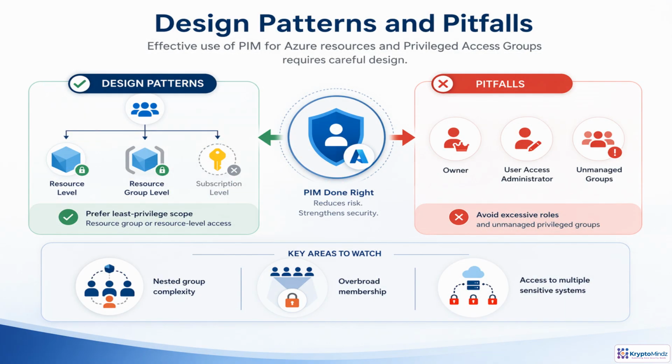Strong PIM design still comes back to scope and governance. If someone only needs access to one resource group, do not activate them at the subscription level. The same principle applies to roles. Avoid making owner or user access administrator permanent, because those roles can reshape the access model. Privileged access groups need governance as well. Each group should have a clear purpose, owner, review cycle, and activation policy. Also, watch for hidden risk, such as nested groups, broad membership, or one group unlocking several sensitive systems.